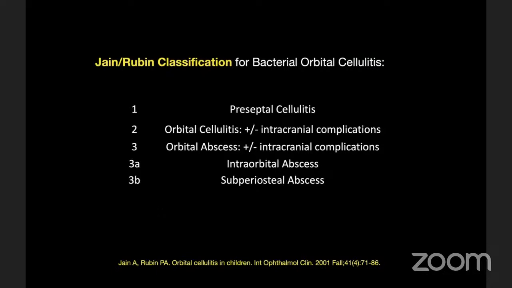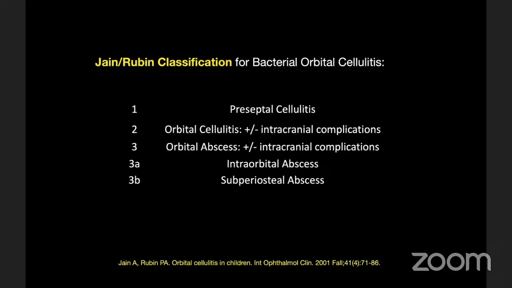Now 3 can be subdivided into A and B, where 3A would be an intraorbital abscess, and 3B would be a subperiosteal abscess. So basically, preseptal cellulitis, orbital cellulitis, and orbital abscess. This is how the grading for specifically bacterial orbital cellulitis is done by Jane and Rubin.